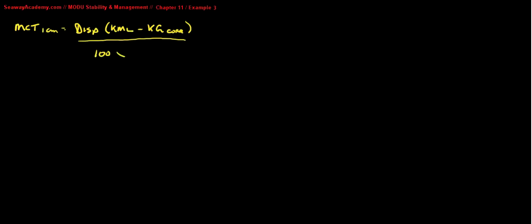So now we can calculate the moment to change your trim 1 centimeter and the moment to change your heel 1 centimeter. So your formula for your MCT is your displacement times your longitudinal KM minus your corrected KG, divided by 100 times the length. And the length is the distance between the forward and aft draft marks.